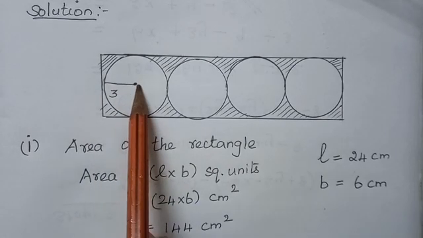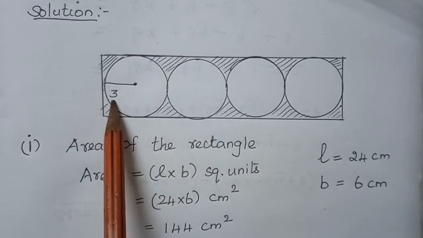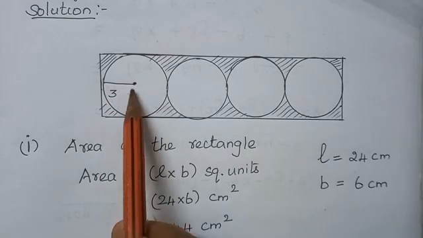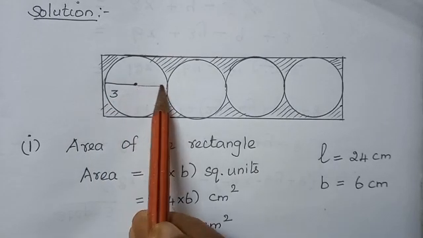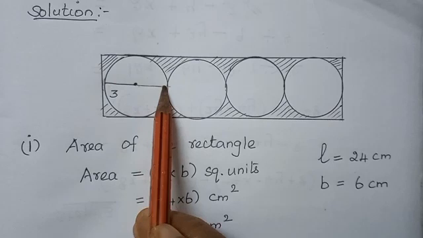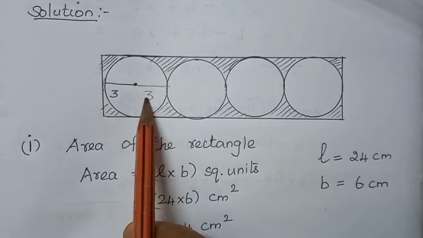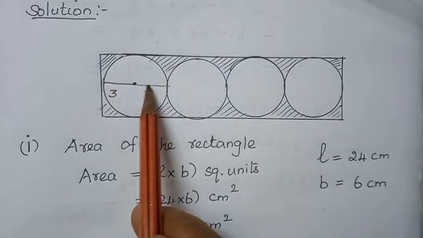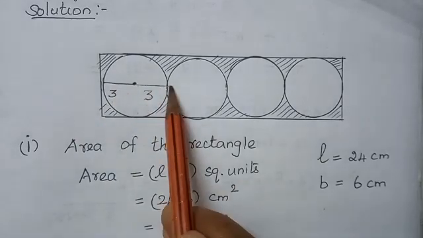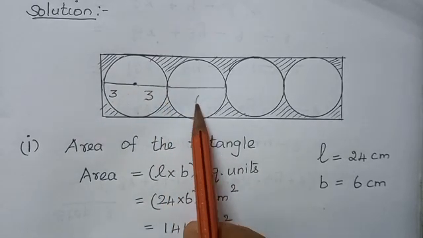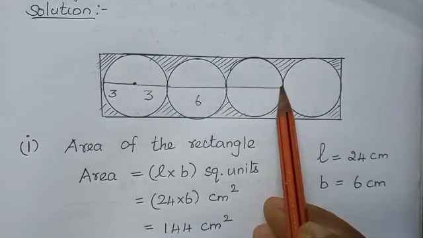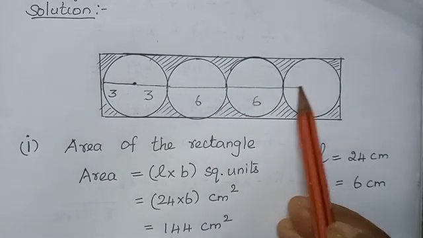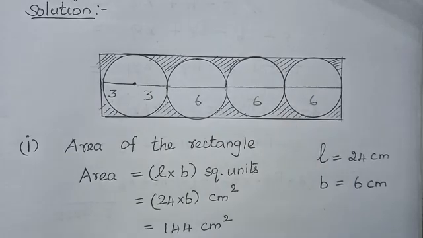Radius of the circle is given, that is 3 centimeter. Then what is the diameter of one circle? Diameter means 2 times radius. So 3 plus 3 is 6. Diameter of one circle is 6. Then the diameter of another circle is 6. Third circle diameter 6. And the fourth circle diameter 6.